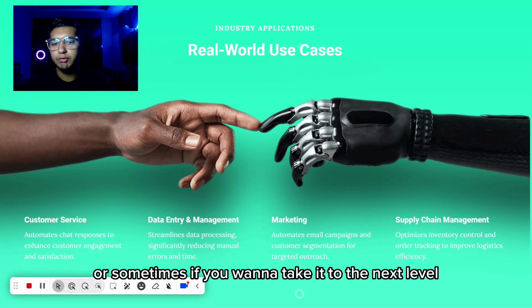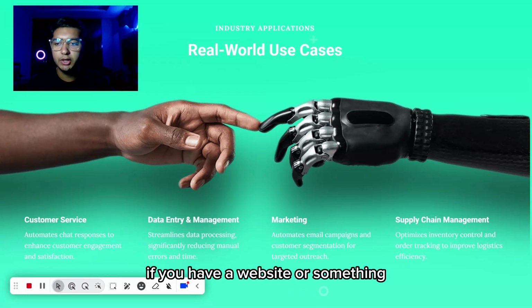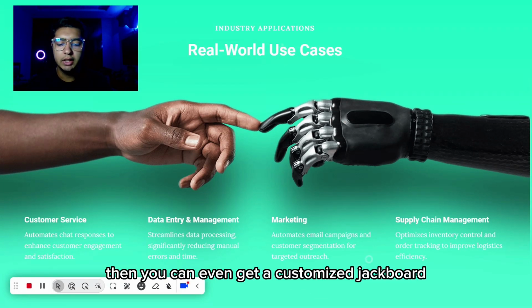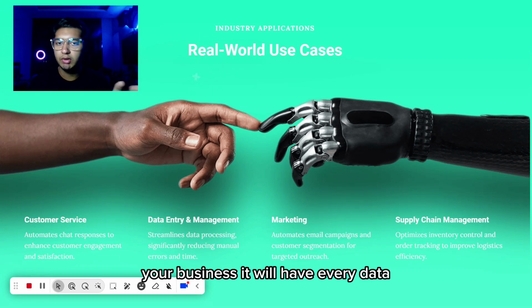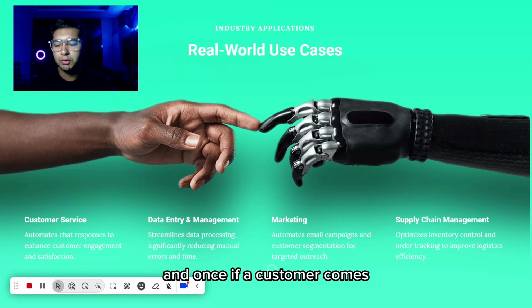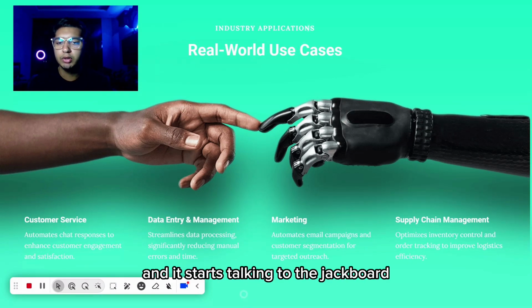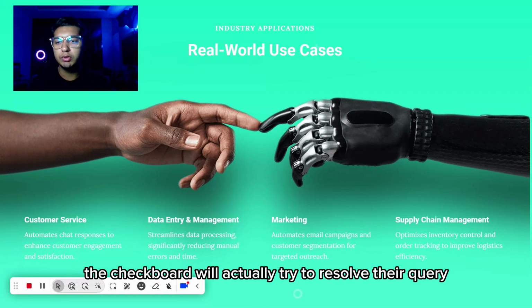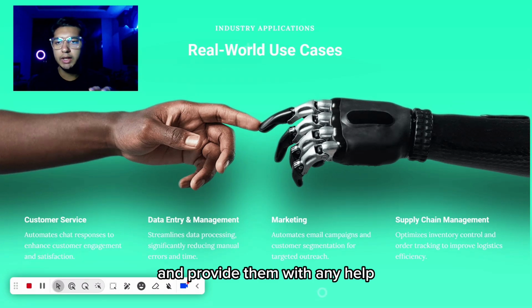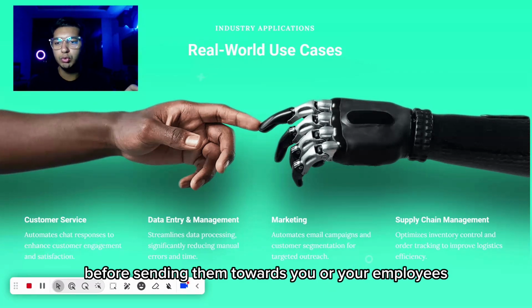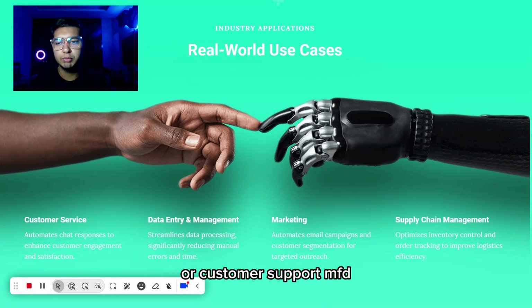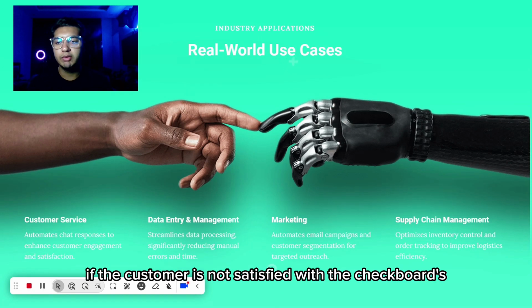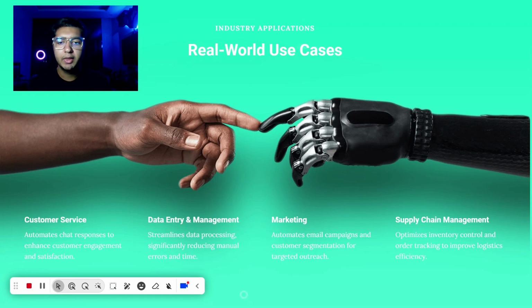Or sometimes, if you want to take it to the next level, if you have a website, you can even get a customized chatbot. That chatbot will know everything about your business. It will have every data. And once a customer comes and starts talking to it, the chatbot will actually try to resolve their query and provide them with any help before sending them towards you or your employees. It will only send them towards your employees or customer support team if the customer is not satisfied with the chatbot's answers or help.